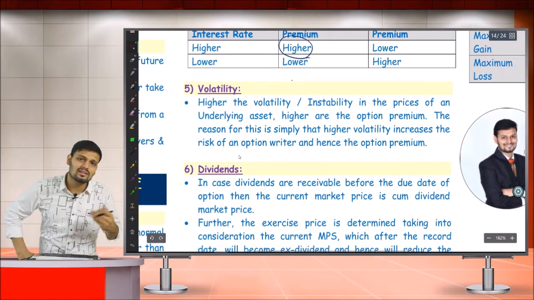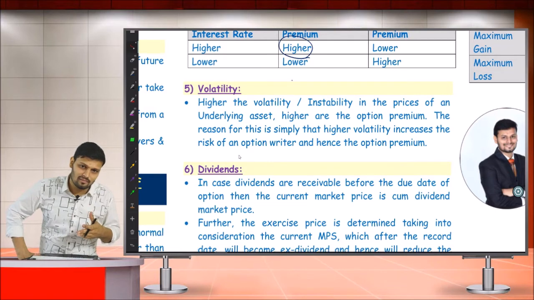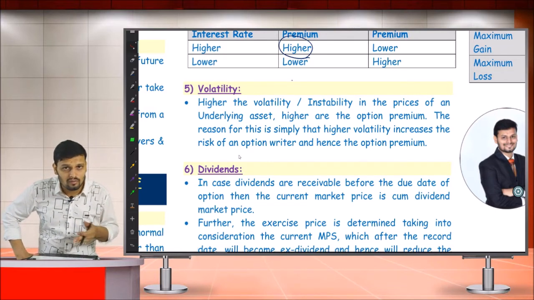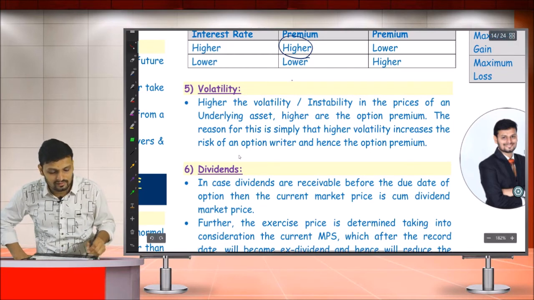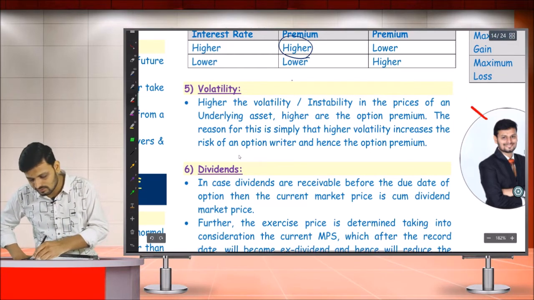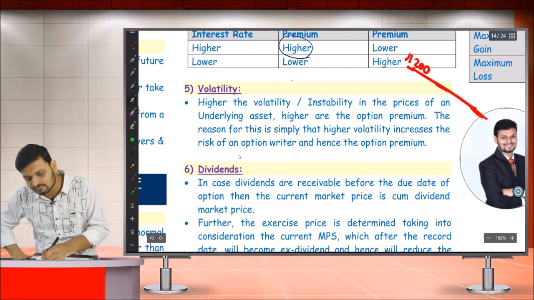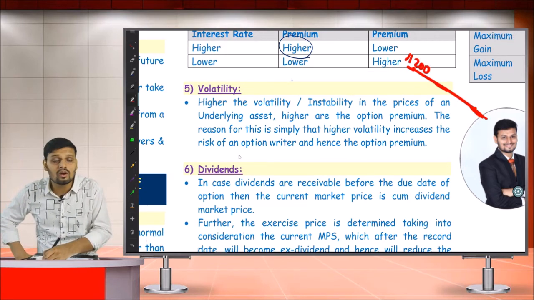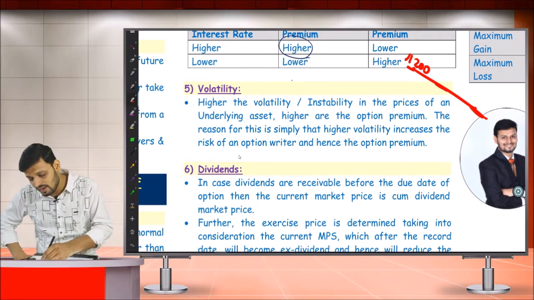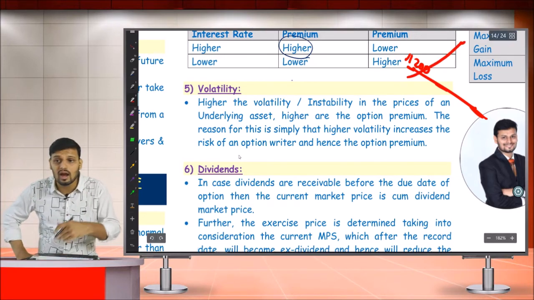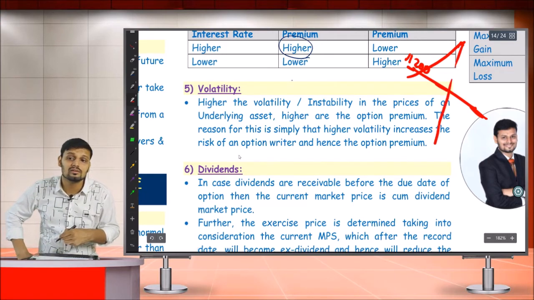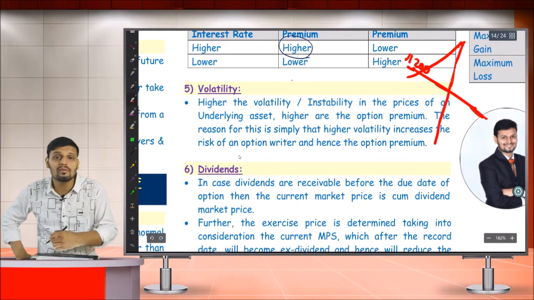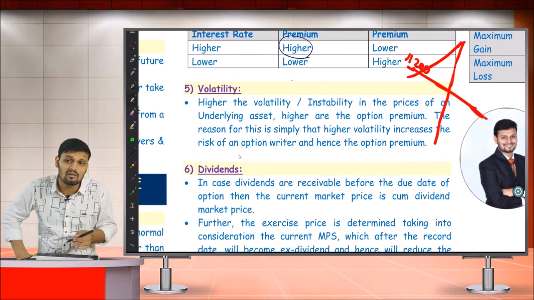Volatility, obviously, higher the volatility, higher the premium payable, right? And lower the volatility, lower will be the premium payable, as simple as that. What is volatility? Volatility means, this is the line. Let us say Nifty right now is at 11,200. Right now, because of coronavirus, every day Nifty increases by, say, 100-150 points, every day decreases by 100-150 points. So huge volatility because of the pandemic, because of the coronavirus.